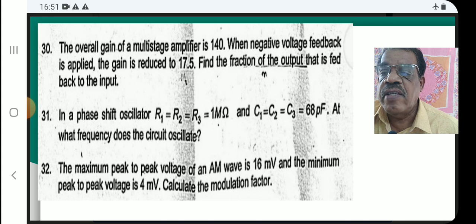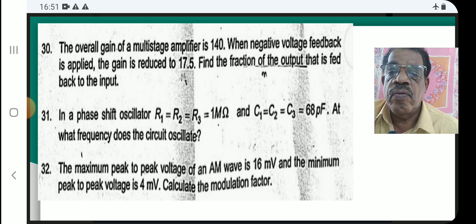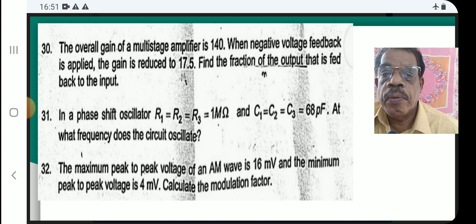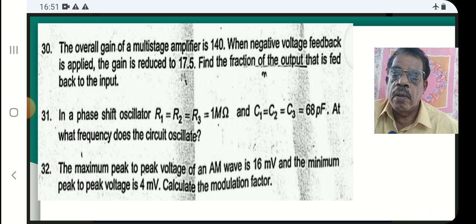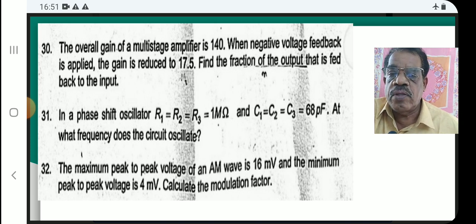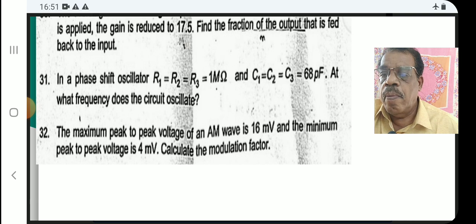Number 31. In a phase shift oscillator, R1 is equal to R2 is equal to R3 is equal to 1 mega ohm. C1 is equal to C2 is equal to C3 is 60 pF. At what frequency does the circuit resonate? F is 1 by 2 pi RC root 6, that equation. F is 1 by 2 pi RC root 6. Apply that equation.